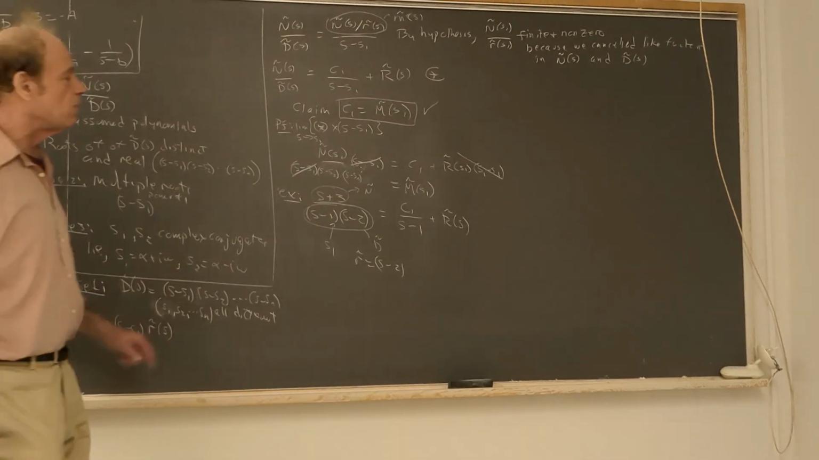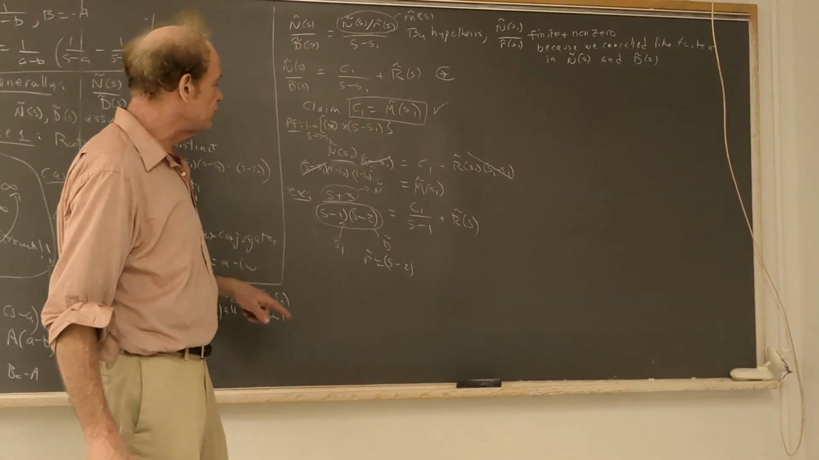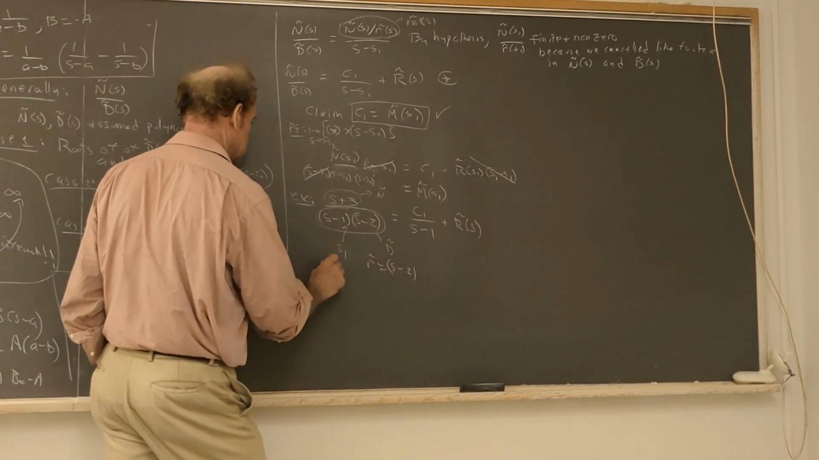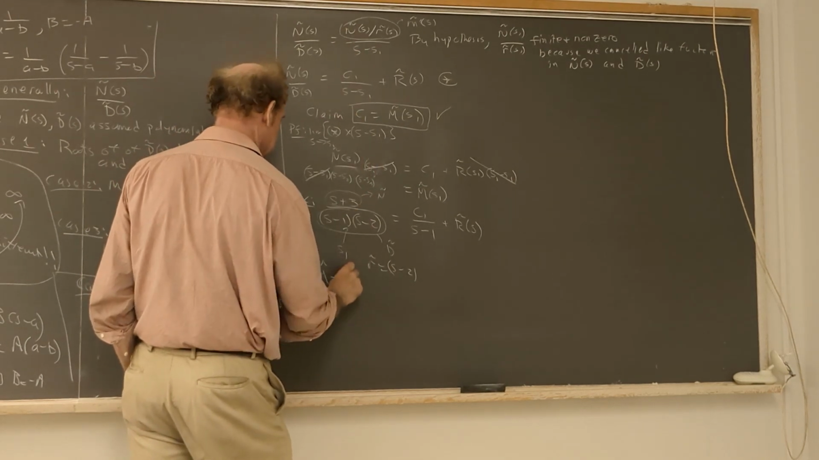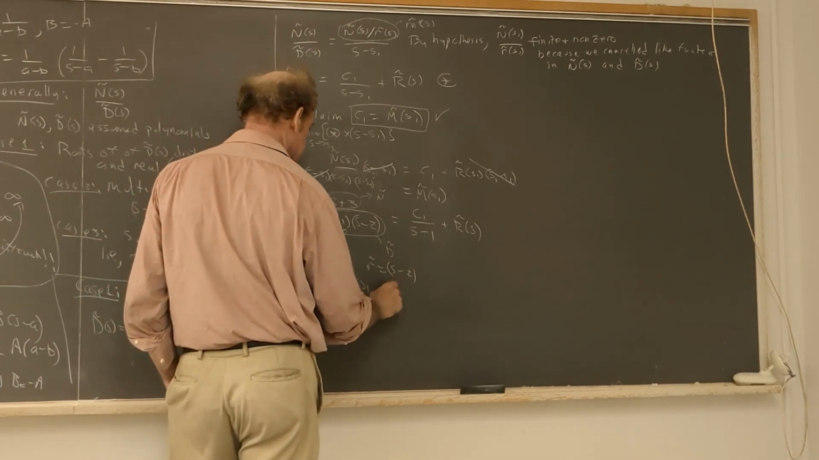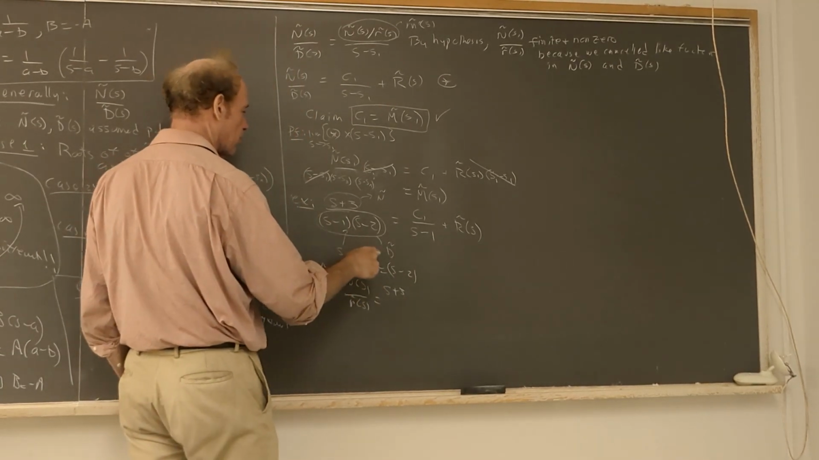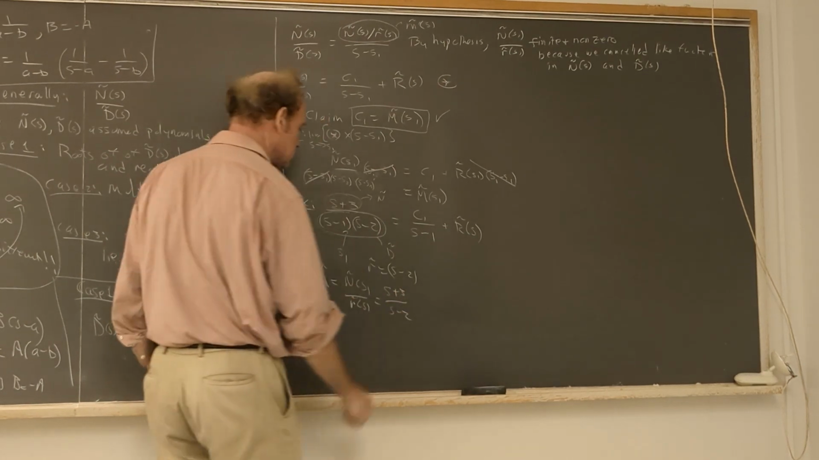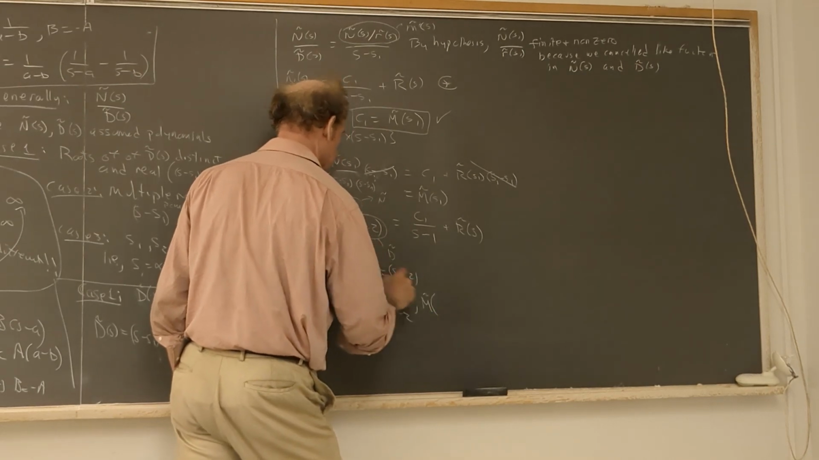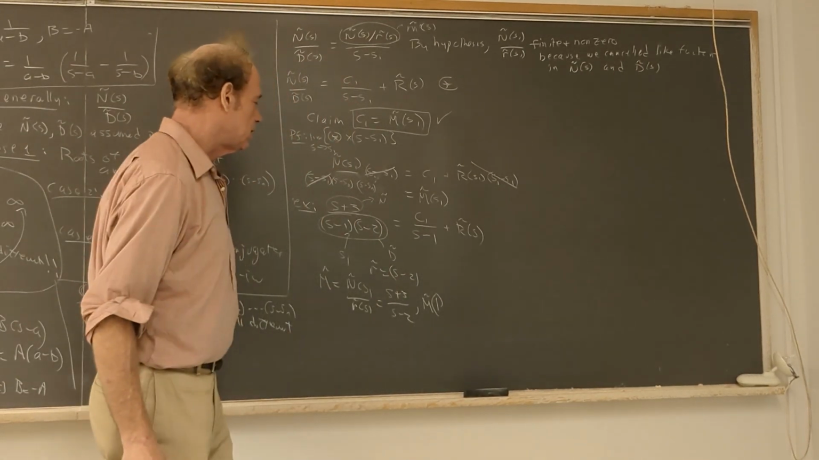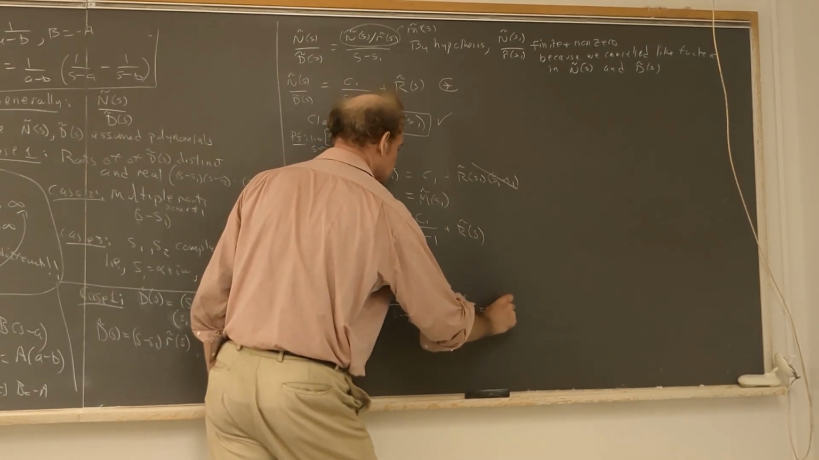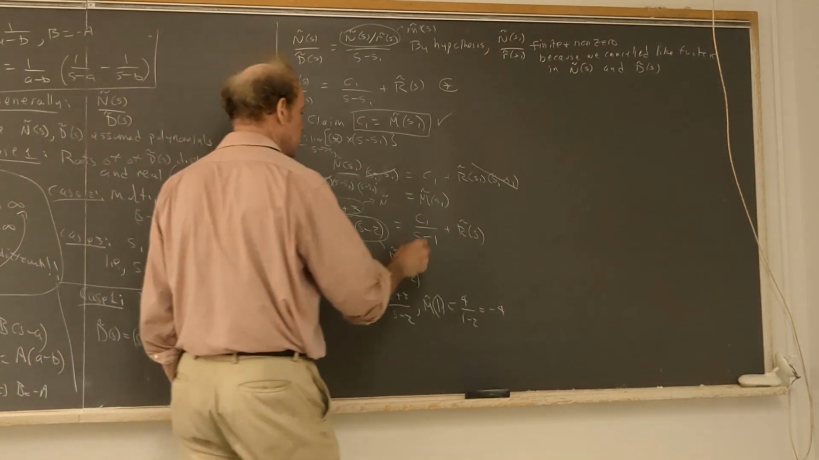So I claim that in order to get c1, all I have to do is take m tilde of s1. So what's m tilde? m tilde is n tilde of s over r tilde of s. So n tilde is s plus 3, and r tilde is s minus 2. And now if I take m tilde of s1, of 1, I get 4 over 1 minus 2, which is minus 4. So I claim that c1 is minus 4.